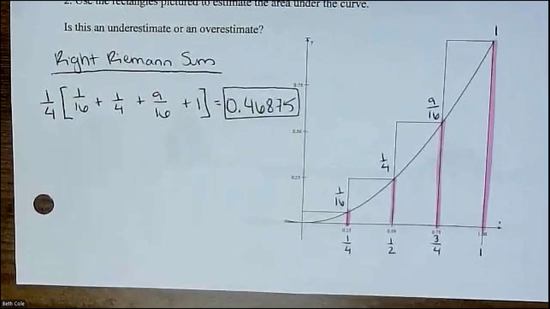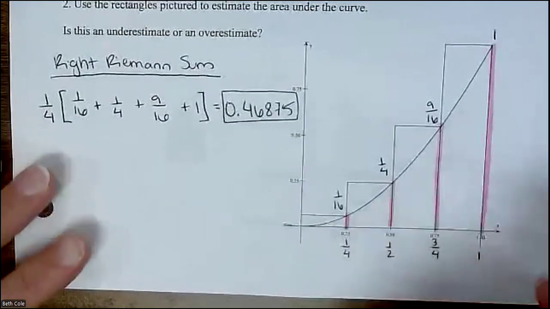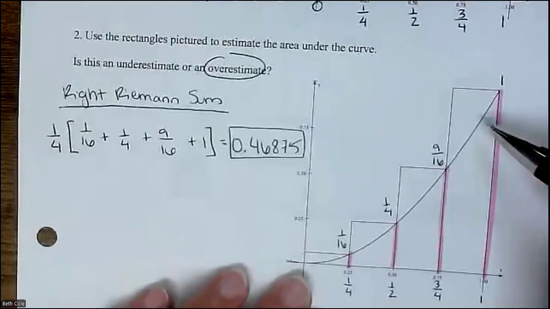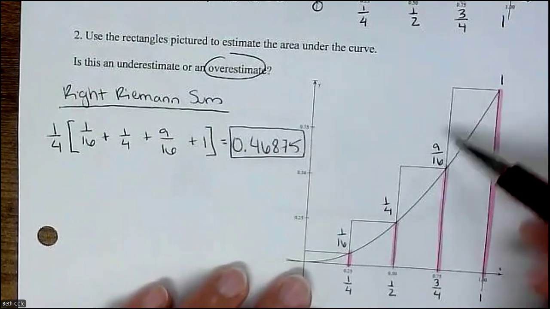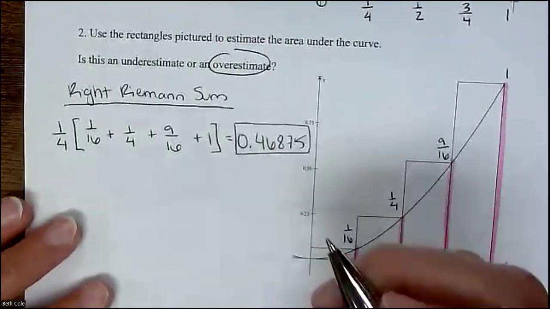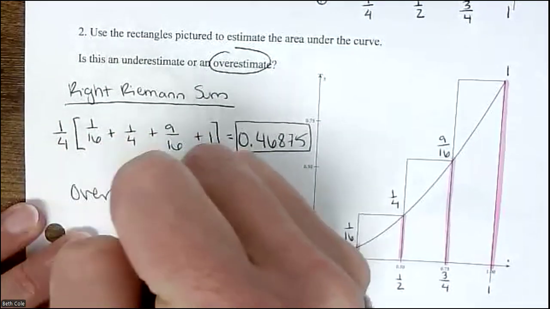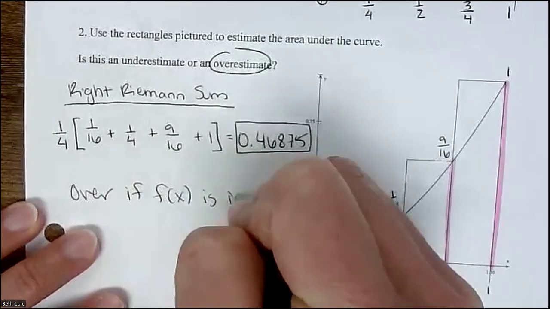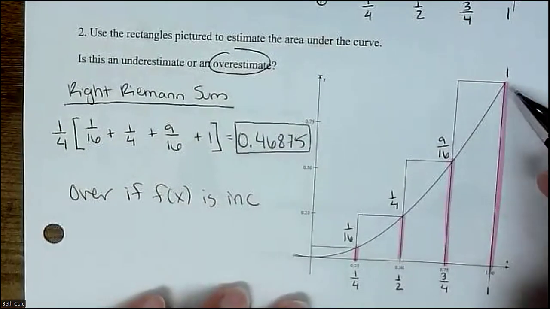And is it an underestimate or an overestimate of the actual area? And yeah, definitely over. Do you see how all this part is extra that's hanging over the graph? So this is going to be an overestimate if your function is increasing. Our function is increasing. So if we take the right side of it, that's higher up.